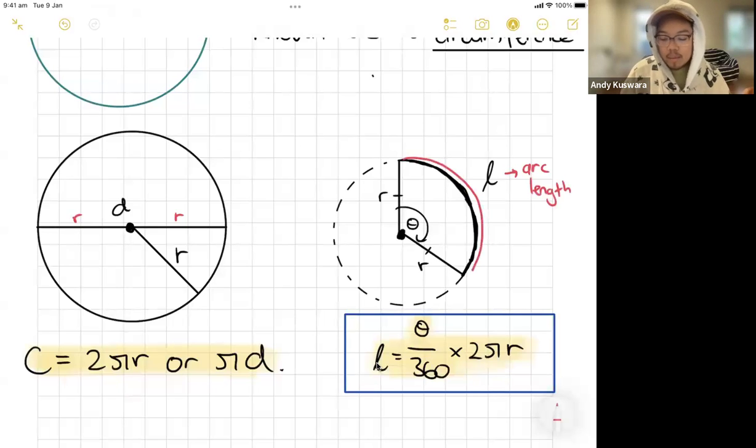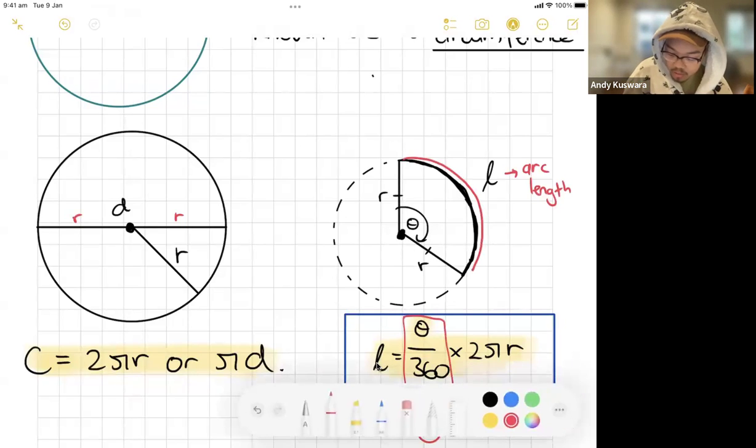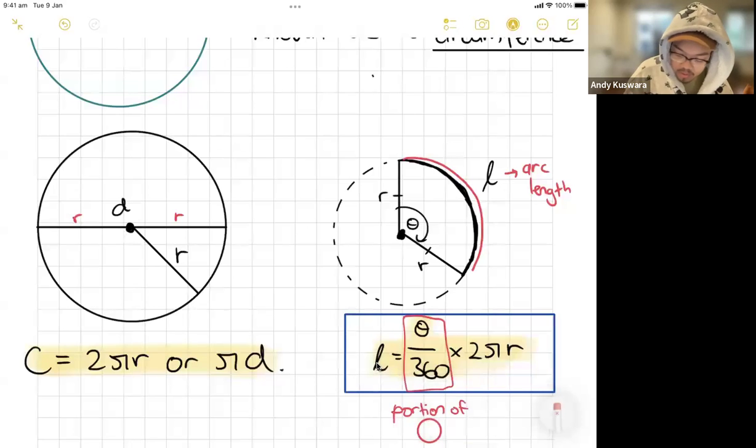Okay, and so it's a portion of the circle. Now we know a circle has how many degrees? We know that there's a total of 360. So that's why this here determines the portion of the circle we have. Okay, so that gives you the portion of the circle, and your 2 pi r is just your circumference formula.